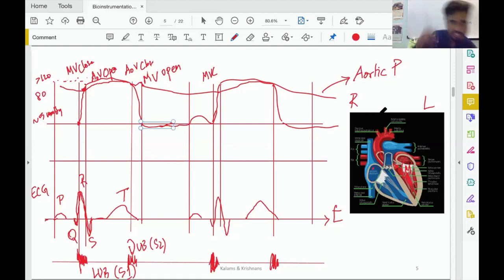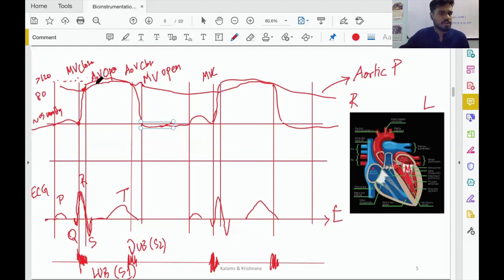Fine. So shall we go to the next curve? Yes, sir. Okay. And the heart is actually filling over here. There is a little atrial kick, so the heart's pressure will have a slight rise due to the atrial kick. And then there will be a relaxation over here. And another pressure that shows up here is the atrial pressure.